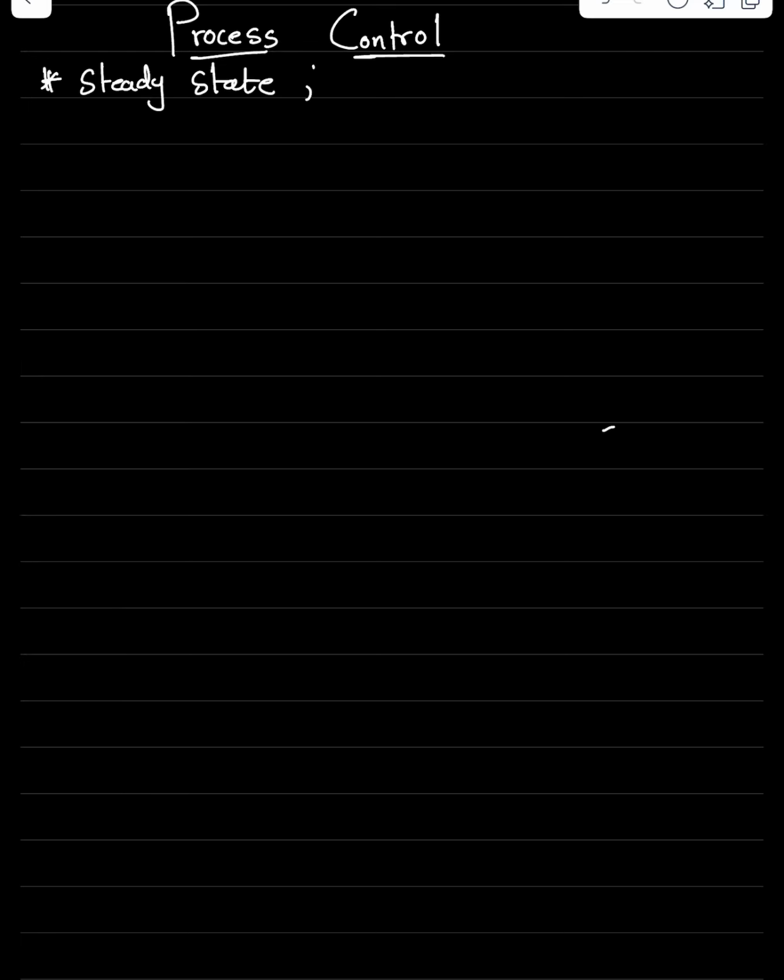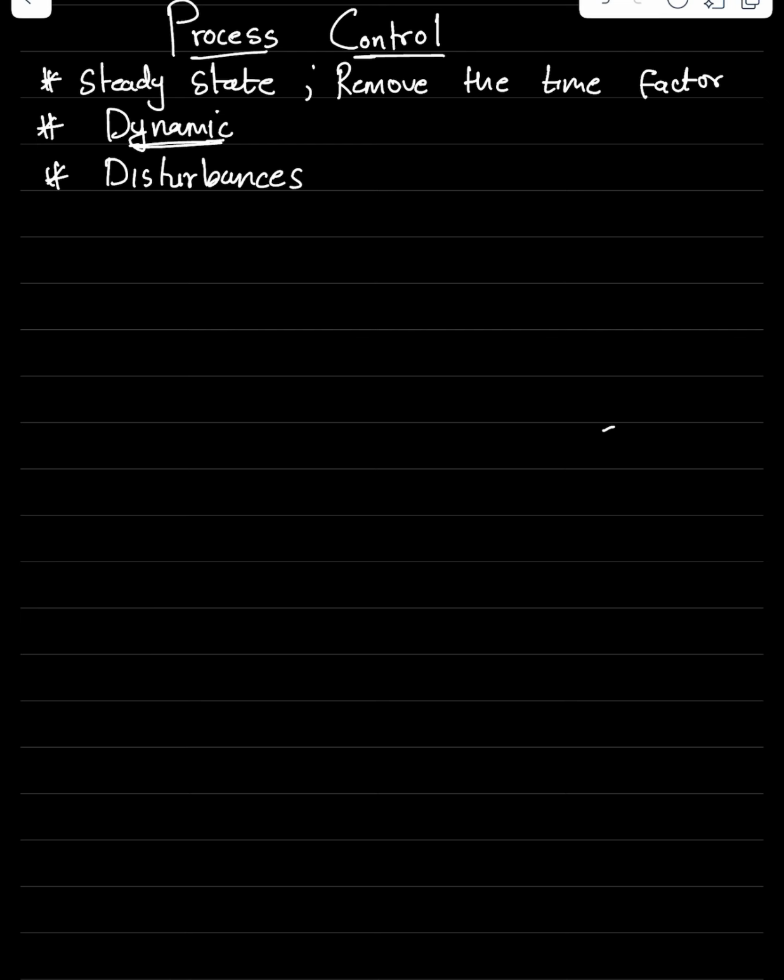Meaning that you remove the time factor from your equations, right? Usually you're going to remove the time factor from your equations. However, processes are dynamic. Meaning that even if you assume steady state, processes do not just exist in steady state. There's gonna be disturbances in your process.